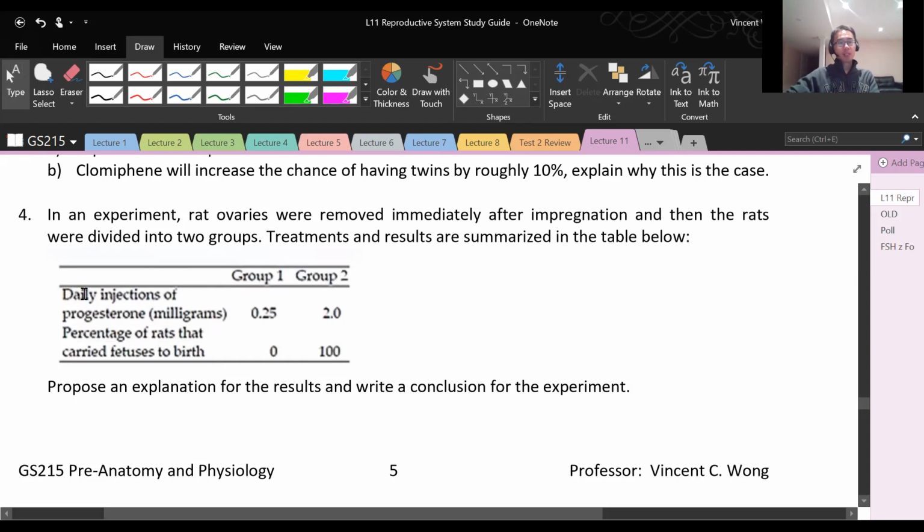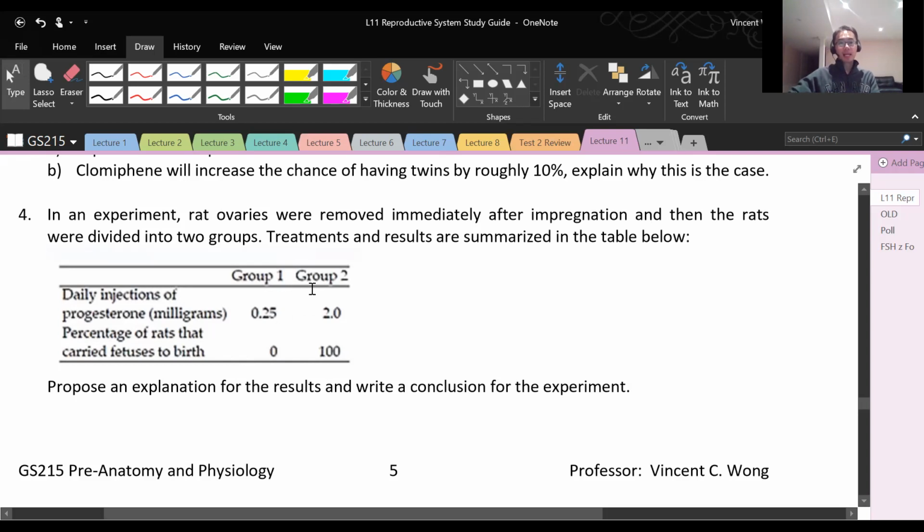In group one, the daily injection of progesterone is 0.25 compared to 2 milligrams. So very little in group one and then a lot in group two. You can see none of the rats in group one that are receiving low doses of progesterone carry the fetus to birth, whereas in group two, 100% of the rats were able to carry the fetus to birth, despite the fact that there were no ovaries. So what's the explanation?